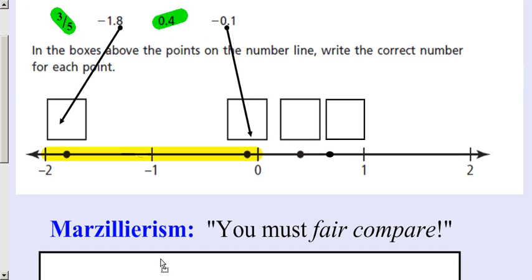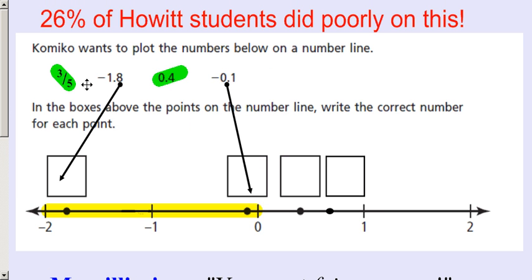And that brings me to my Mars-Learism: you must fair compare, which basically means that you just need to make sure that all of the numbers that are offered to you, anytime you compare them, are in the same format. You either need to compare all your fractions to fractions, decimals to decimals, or percents to percents. And that's where a lot of students got hung up here. The problem was that 3/5 is in fraction form and 4/10 is in decimal form.